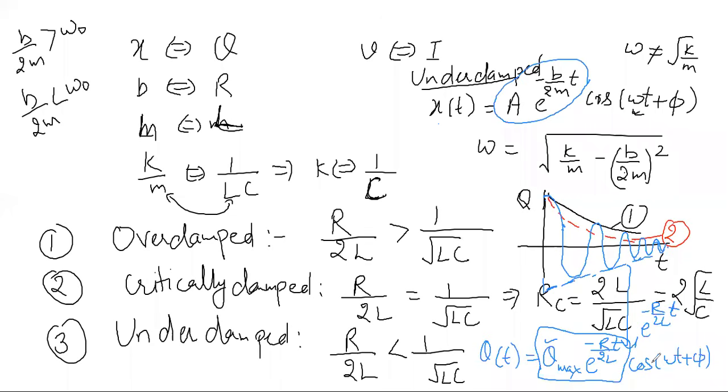Okay. At time t is equal to 0, we said your capacitor was fully charged. So your left side becomes equal to Q max, right? Yes. So we said your Q(t) is equal to Q max e raised to power minus R upon 2L t cosine of omega t plus phi.